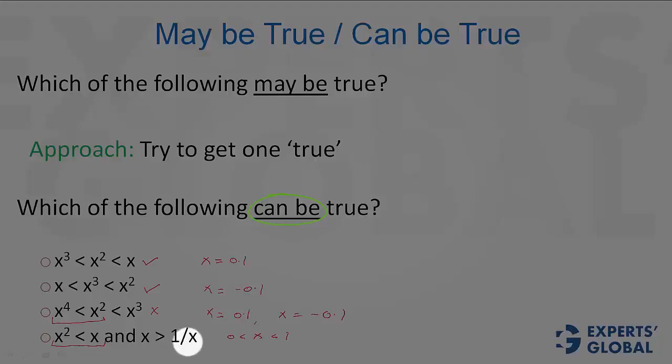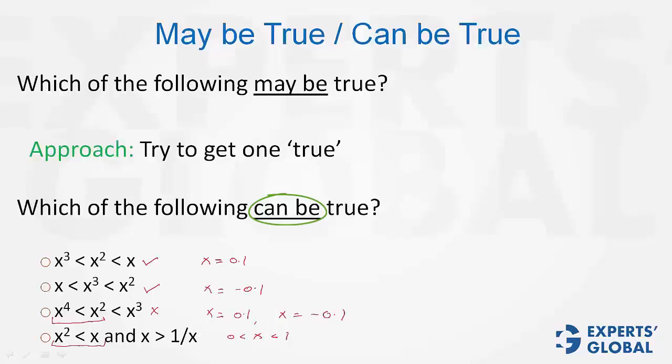But in such cases, x would not be greater than 1 divided by x. In fact, 1 divided by x would always be greater than x in such cases. So once again, we will not be able to find even one case where this can be or may be true. Therefore, this option should also be eliminated. So this is the approach for may be true or can be true questions.